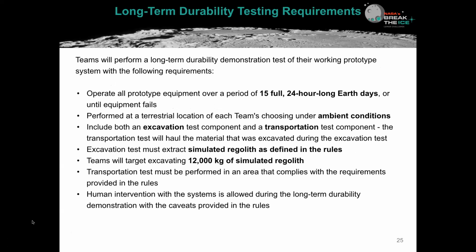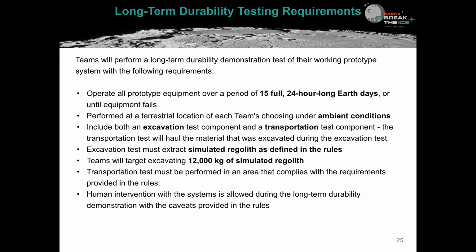One of the key elements of this challenge is to conduct long-term durability testing. Of course, this is a very important technology need for us, as many of these systems we envision will be operating over very long periods of time in inhospitable conditions. So here are some of the key durability testing requirements that we have included in this challenge.